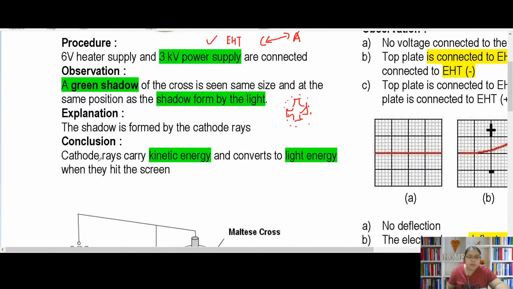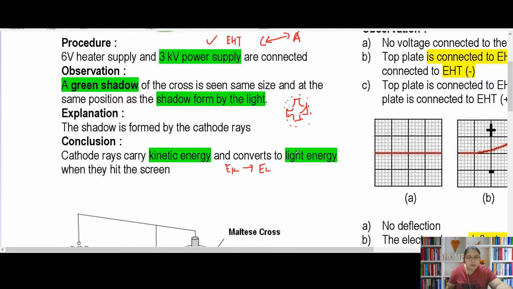Conclusion, what we can conclude: the cathode ray carries kinetic energy. After that, they strike the fluorescent screen. After that, they convert to light energy. So from this one, we want to prove the energy conversion. From the kinetic energy, it directly converts to light energy. So this is one of the properties they want to prove.